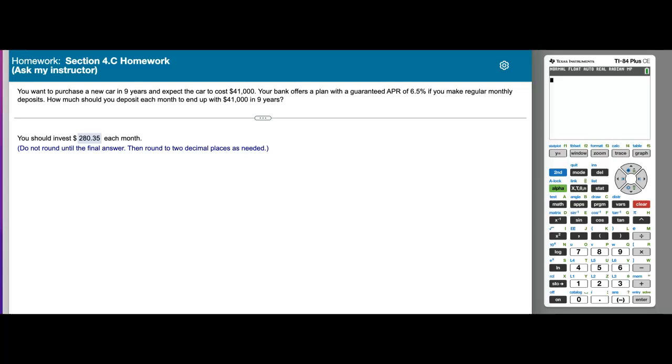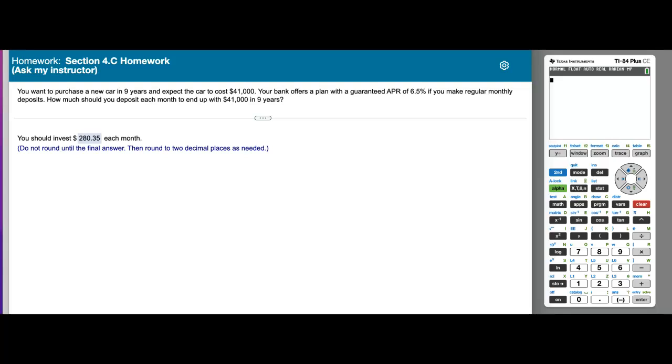In this problem, we're asked to figure out what a payment would be. You want to purchase a new car 9 years down the road, and you expect the car to cost $41,000. Your bank offers this plan with a guaranteed APR of 6.5%, if you make regular monthly deposits. Now, how much should you deposit each month to end up with $41,000 in 9 years?